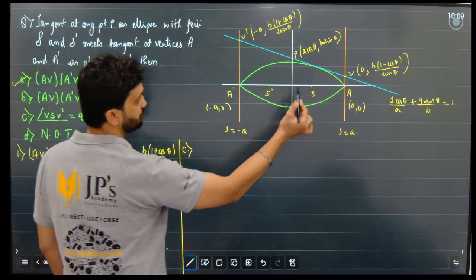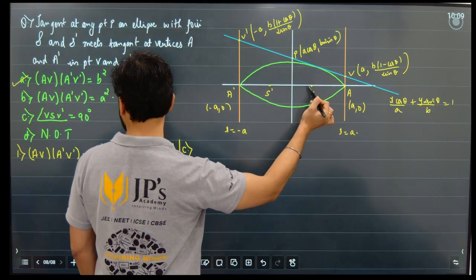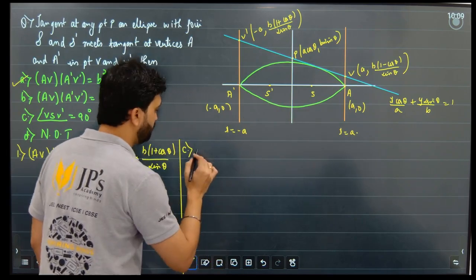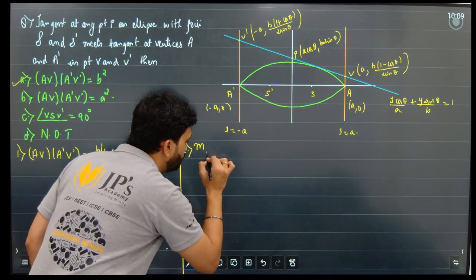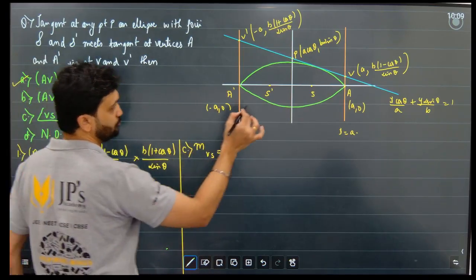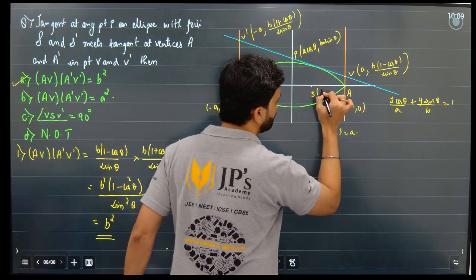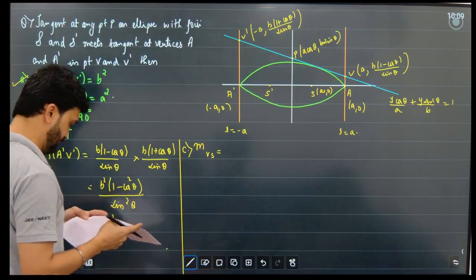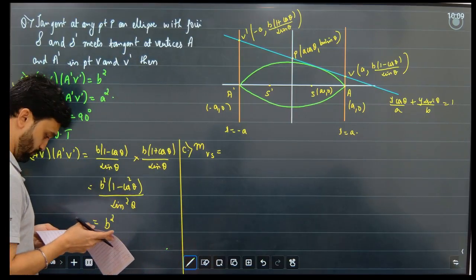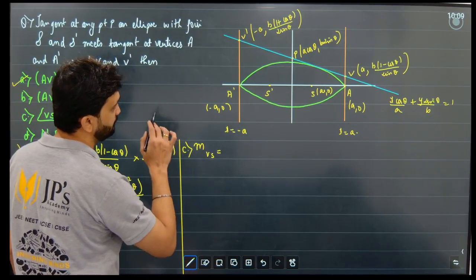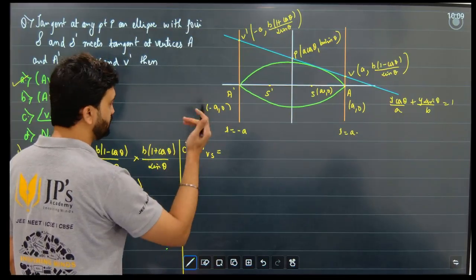V S V', angle. So first I'll find slope of VS. Let's find slope of VS. So I'll just write S is nothing but AE comma 0. S is nothing but AE comma 0. Now, if I find slope of VS and V'S, or you can find SV into SV'.